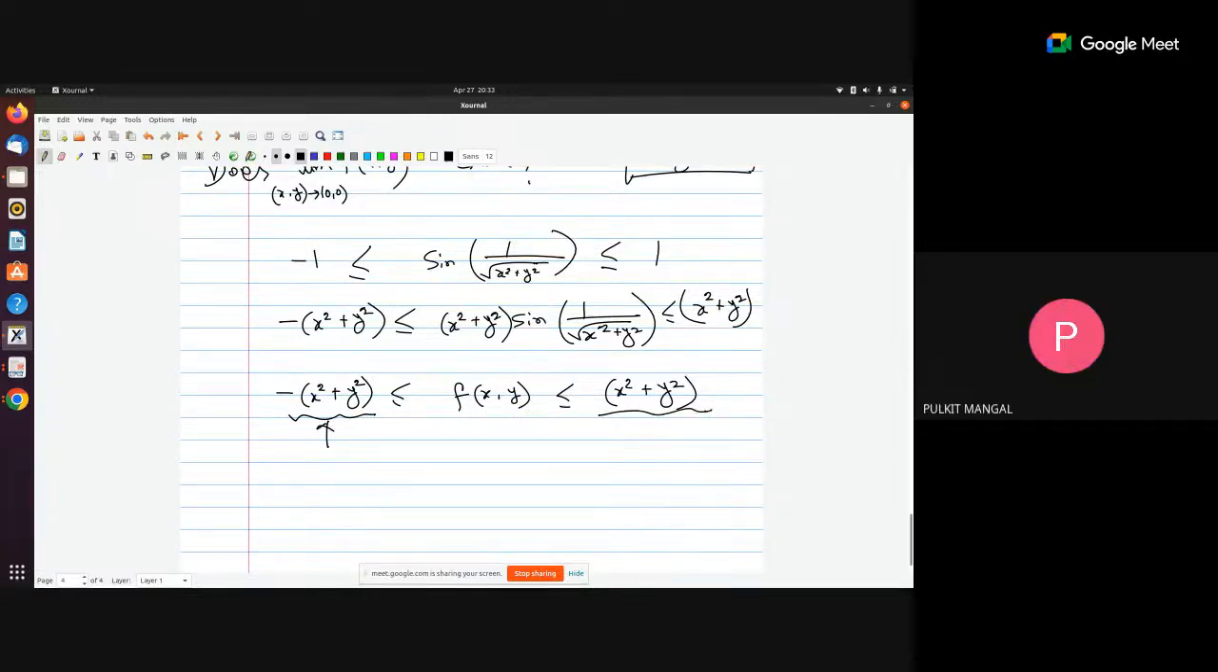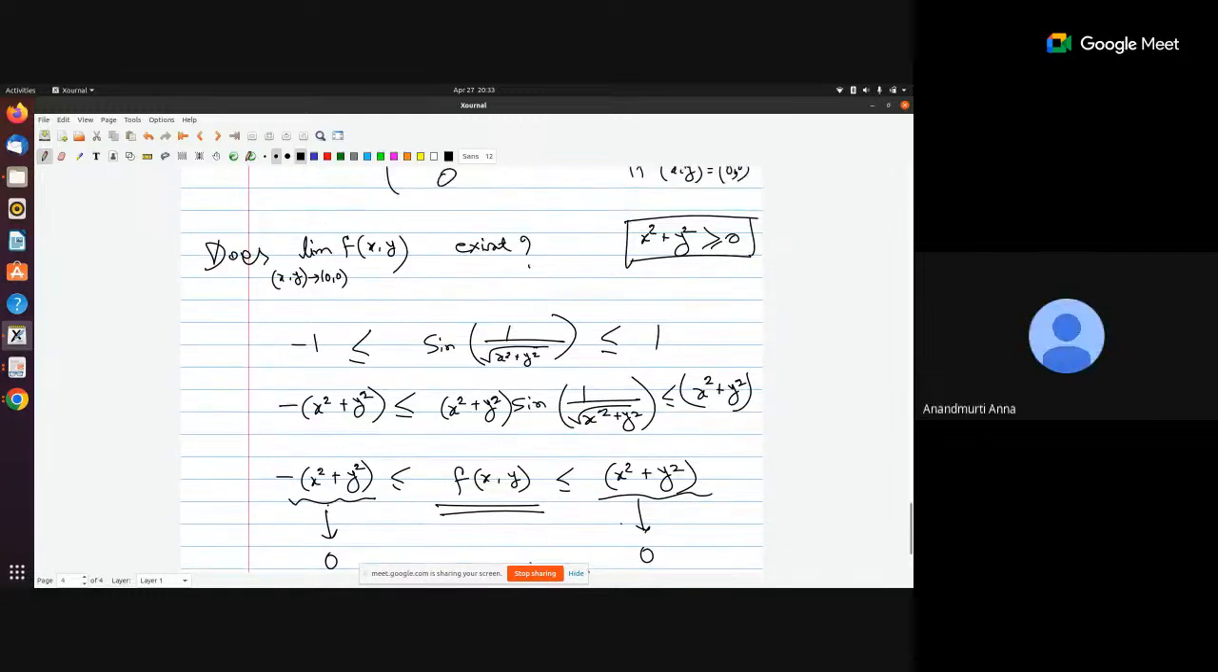Now, zero. So this is tending to zero, right? This is going to zero. This is also going to zero. So by the sandwich theorem, where should our function go? Zero. Is it clear to everyone? Yes, sir.